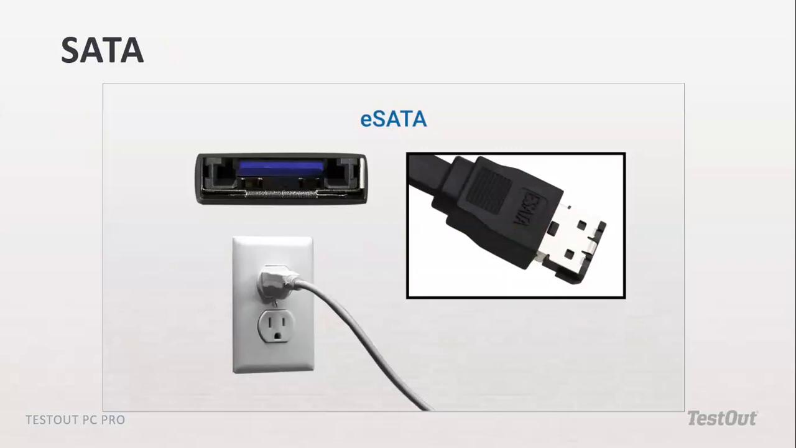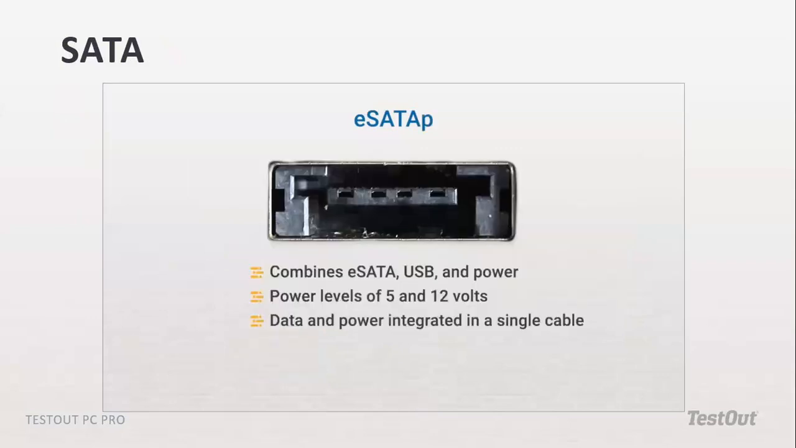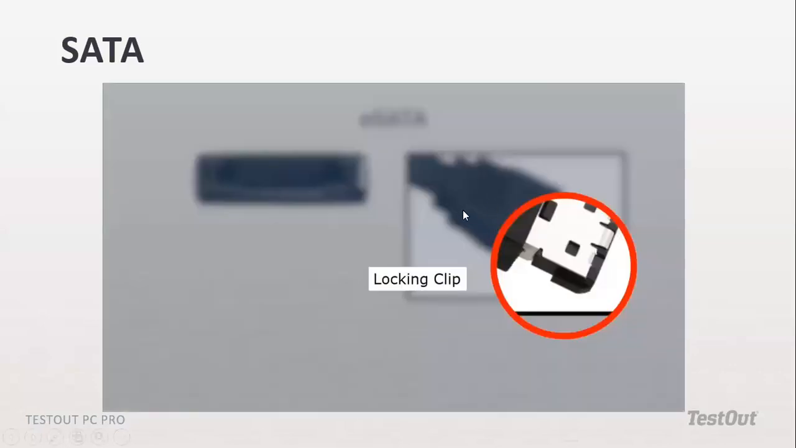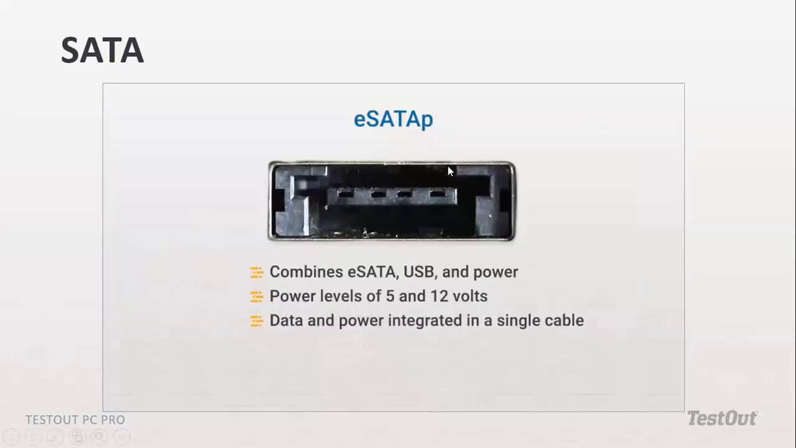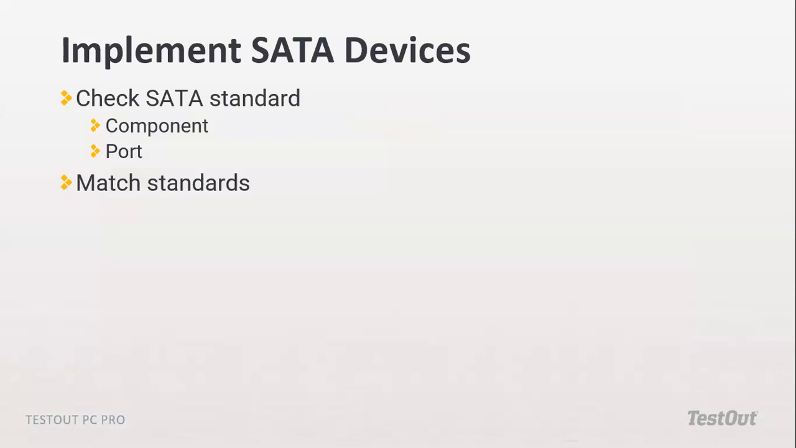Nobody wants that. So basically what is done is that the next standard comes up, which is eSATAp. The p at the end simply stands for power. So it combines eSATA, USB, and power at the same time. The power level of this technology, eSATAp, is 5 and 12 volts. So data and power are all integrated within a single cable. So instead of having a single cable like this one that only transmits data, with eSATAp you're capable of transmitting both power and data at the same time.